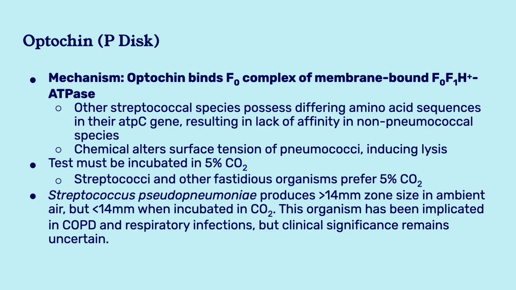This is the mechanism in which the P-disc works. Other streptococcal species possess differing amino acid sequences in their ATP-C gene, which results in a lack of affinity in non-pneumococcal species. The chemical alters surface tension of pneumococci, inducing lysis. This test must be incubated in 5% CO2, and it should be noted that streptococci and other fastidious organisms in general prefer 5% CO2 incubation.